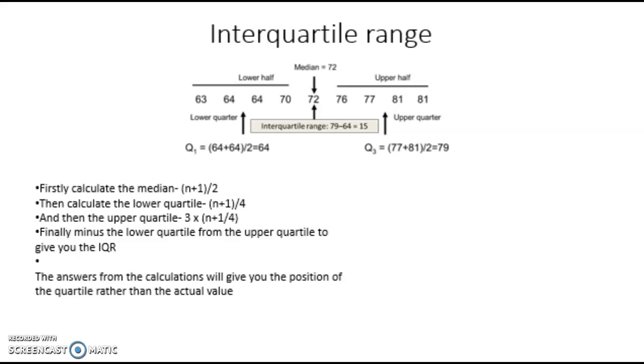Then, the lower quartile, so you would do n plus 1 divided by 4, and the upper quartile is the lower quartile times 3. Once you have done this, you minus the lower quartile from the upper quartile to give you the range, the interquartile range. In this example, it is 15.